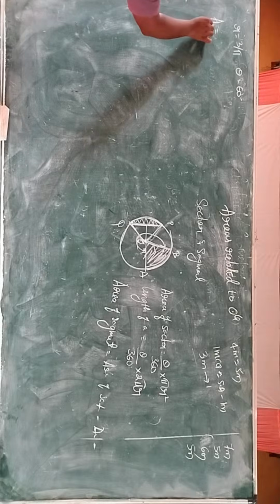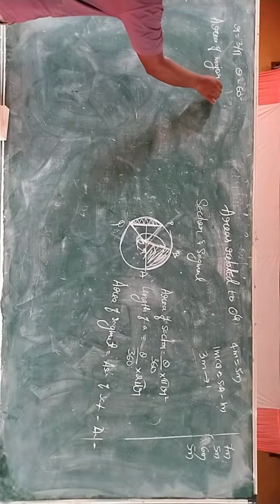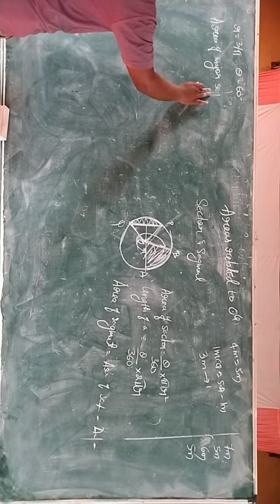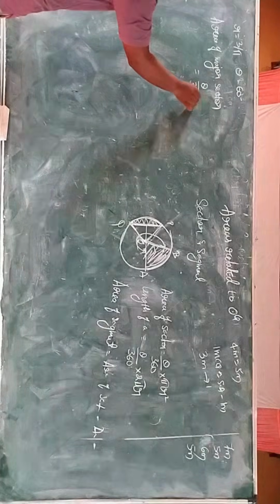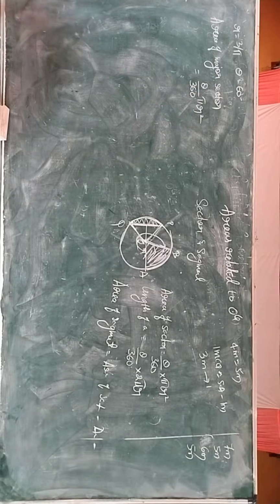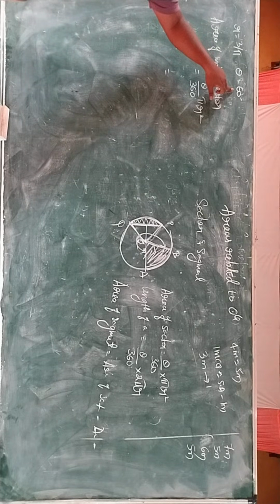So area of major segment is equal to... segment or sector? Sector. Area of major sector is equal to theta upon 360 degree into pi r square. Here what I will do? Theta I will make it 270. Why? Because this 60 degree is for minor sector, correct? And asked to calculate area of major sector. So major sector angle is 360 minus 60, that is 270.